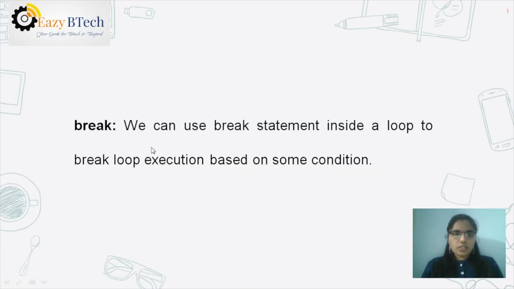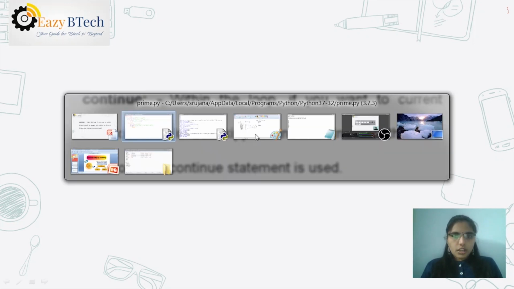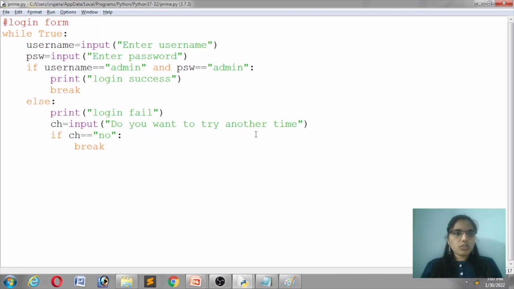Next transfer or jumping statement is continue. Within the loop, if you want the current iteration to be skipped and continue to the next iteration, then the continue statement is used. If you want to stop the current iteration and continue the next iteration, then we go for continue.